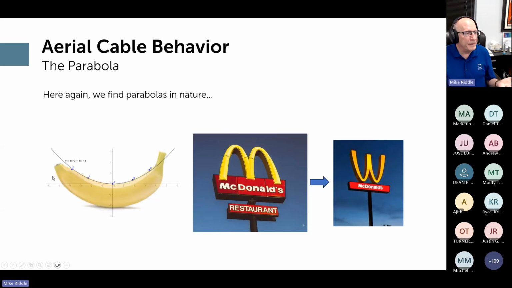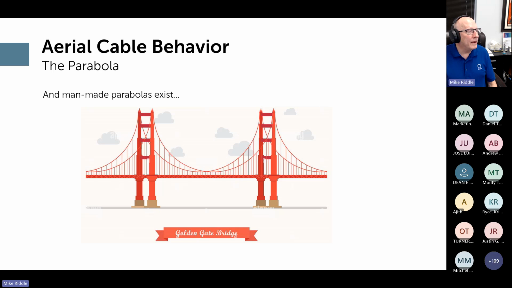Parabolas, again, we find in nature, a banana here, for example. And man-made parabolas exist. So here's the Golden Gate Bridge as an example. And by the way, I happen to know that this bridge is for sale. So if you're on Venmo or Zelle and you're interested, reach out to me after the webinar. I'll take care of you, so to speak.